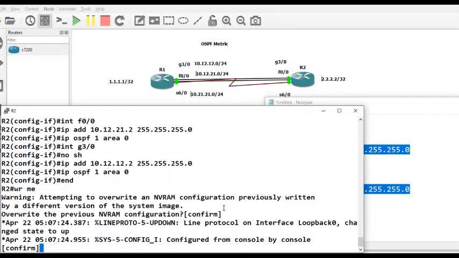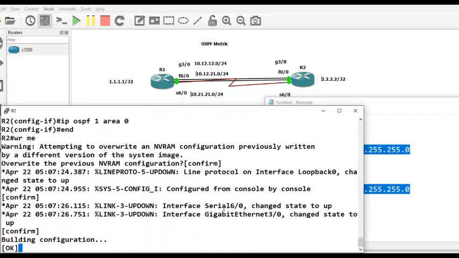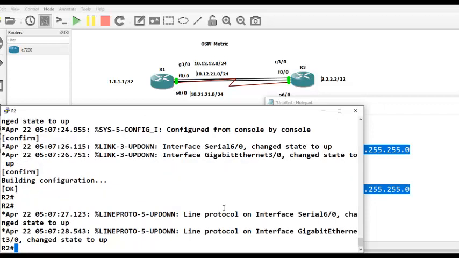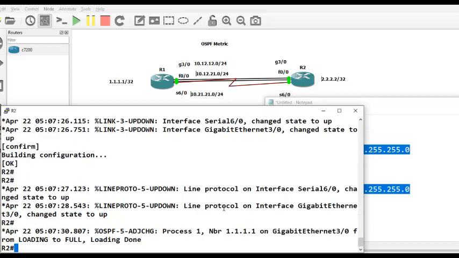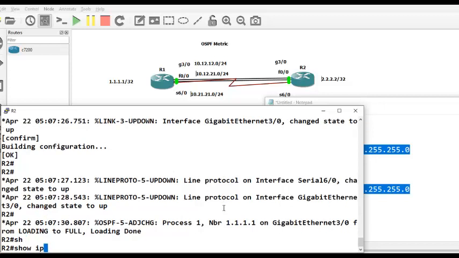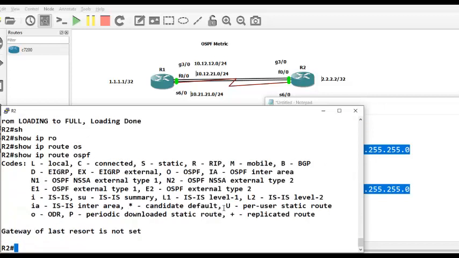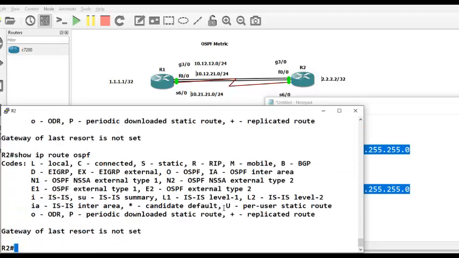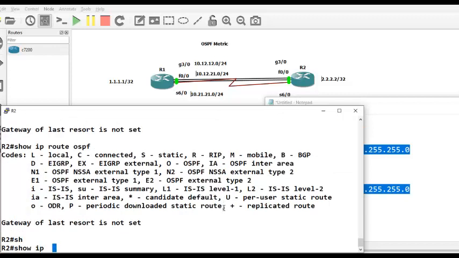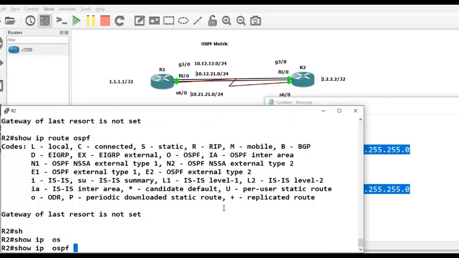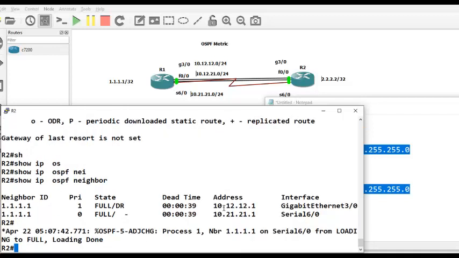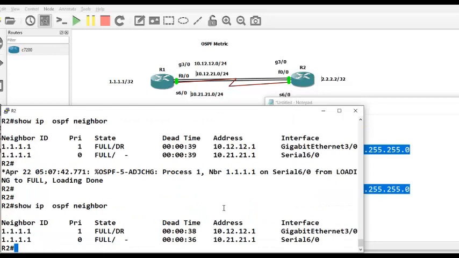Alright, now we are going to see the default. Let's see the default. Show IP route Ospf. No route so far, wait. We got neighbor. Okay, there are two neighbors here because this is serial. Via serial there is no DR/BDR.